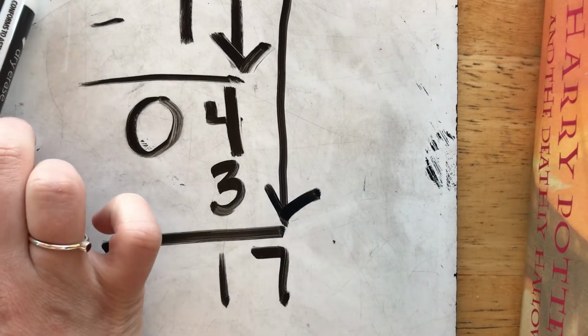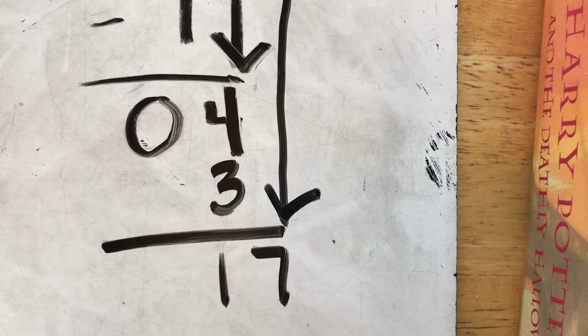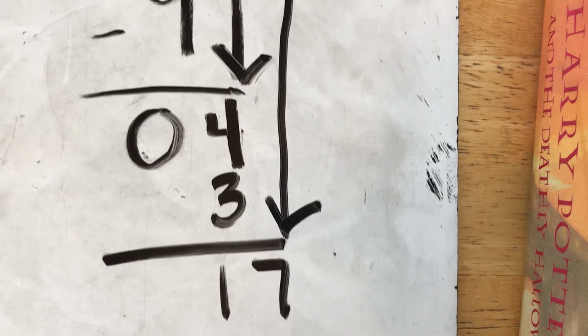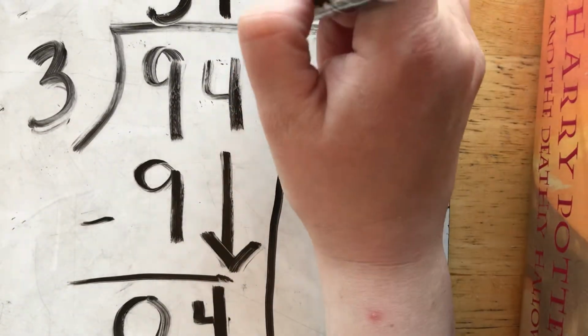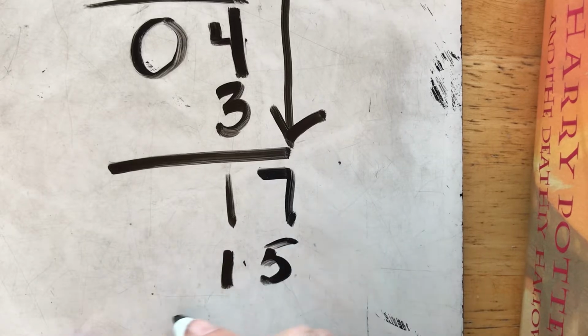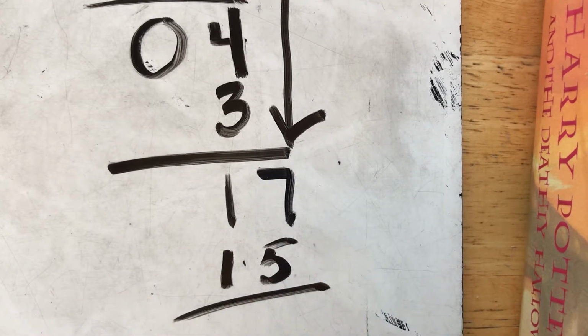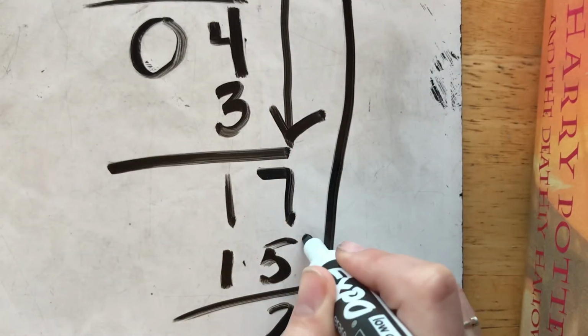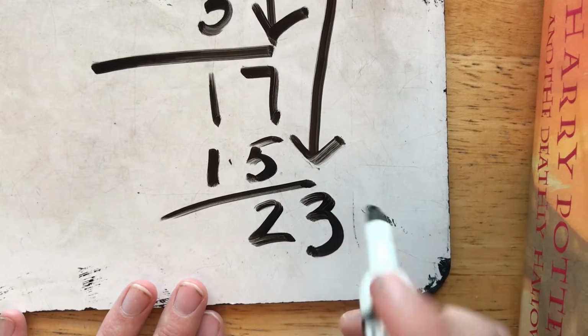Now how many times does 3 go into 17? Well, 3 times 5 is 15, and 3 times 6 is 18. 18 is too big, so 5 it is. 5 times 3 is 15. 17 minus 15 is 2. Bring down my 3 for 23.